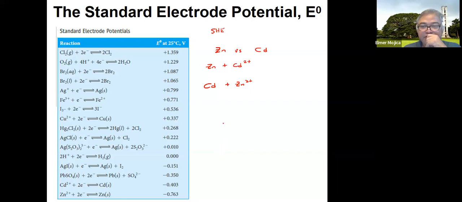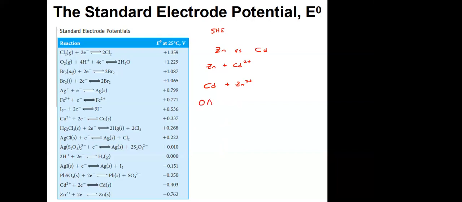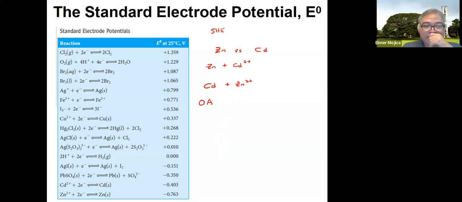Which is a strong oxidizing agent? Yung cadmium 2 plus po, sir. So this is a strong, or we could say the one that you have here are the strong oxidizing agents. And the ones you have on this side are what? The reducing agents. So the way that we look at this, ano yung mangyayari dito? Zinc in cadmium 2 plus solution or cadmium metal in zinc 2 plus?